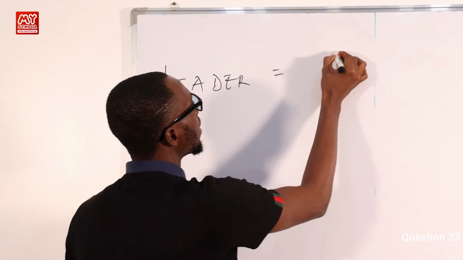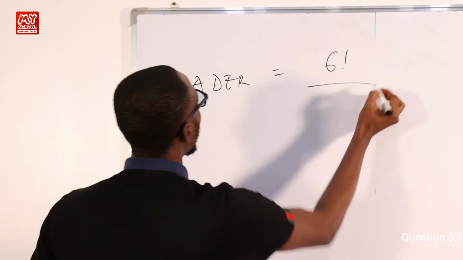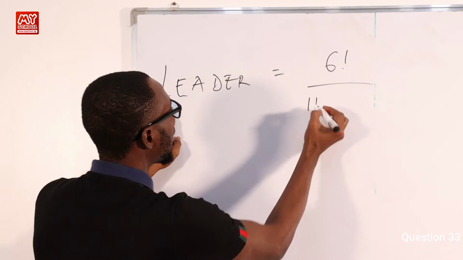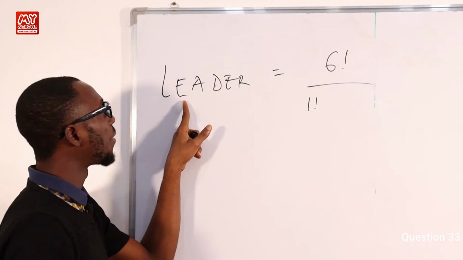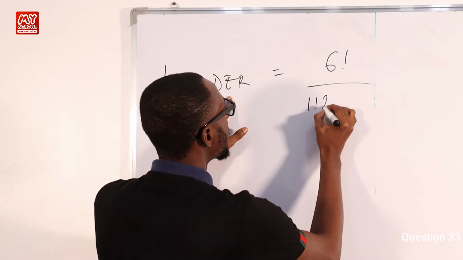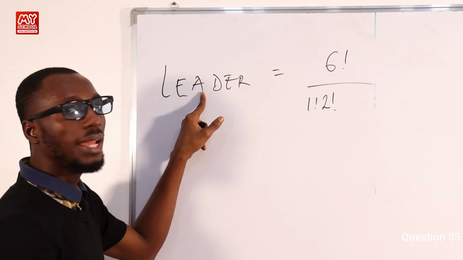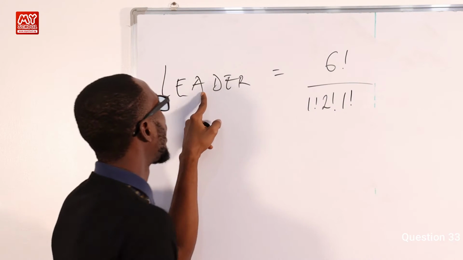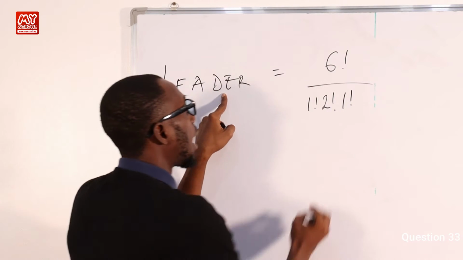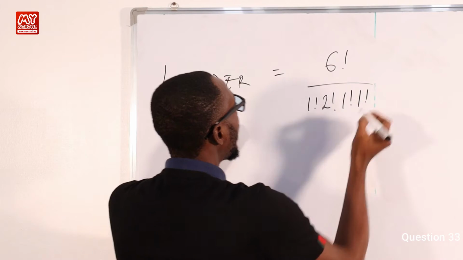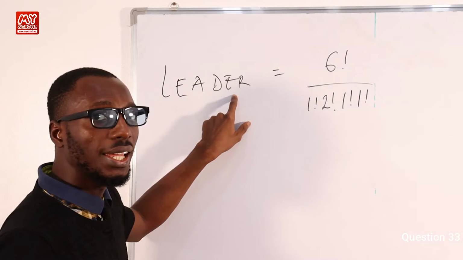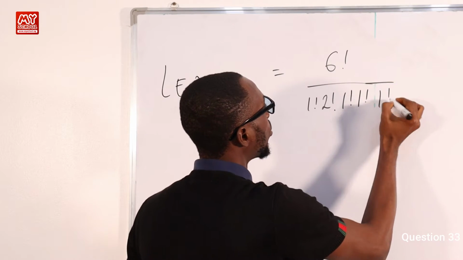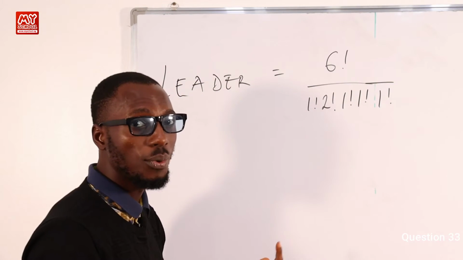Okay, so that means 6 factorial over how many L do we have? We just have 1 factorial. How many E's do we have? 1, 2. So we have 2 factorial. How many A do we have? We have 1A as 1 factorial. How many D do we have? We have 1 factorial. Okay, we've mentioned E. How many R do we have? We have 1 factorial. Okay, so 1 factorial is still 1 times 1.